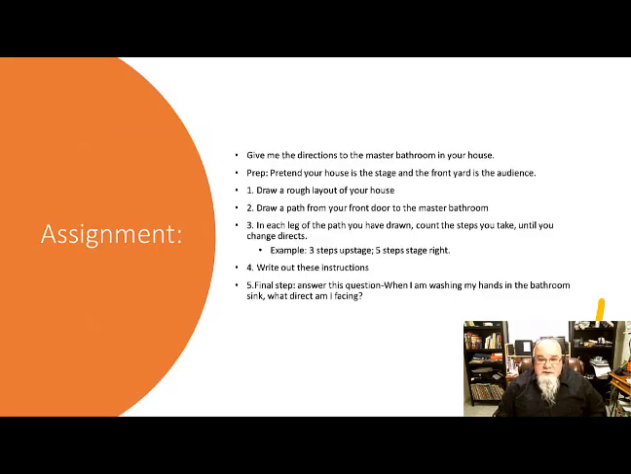Now that you have mastered the basic directions of stageology, what you're going to do is an assignment. You are going to give me the directions to the master bathroom. The master bathroom is the fancy one in your house from your front door. So what I want you to do is imagine the front yard is the audience. And that means if you are in your house facing the front yard, that would determine stage right and stage left.